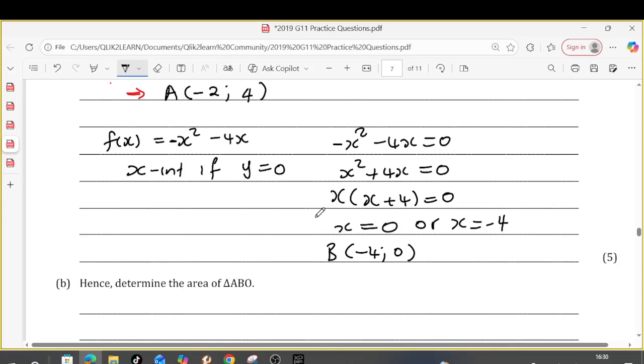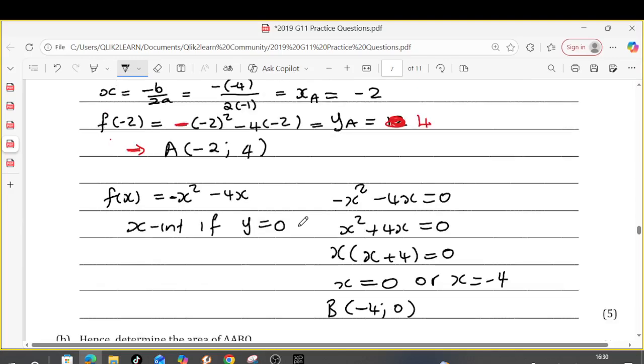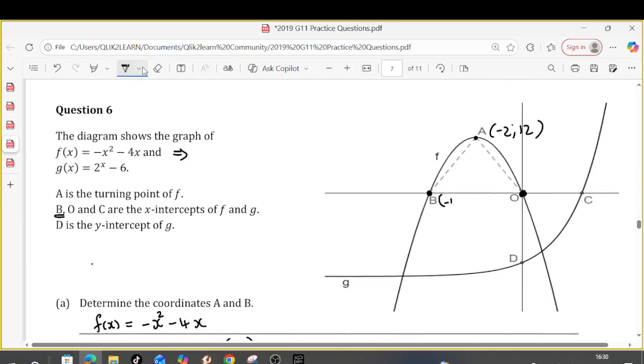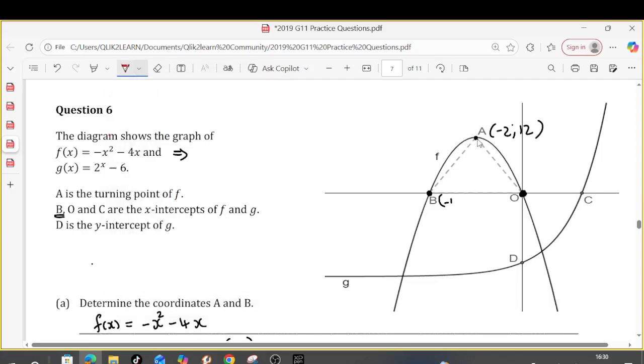Hence or otherwise determine the area of triangle ABO. Let's go and check triangle ABO. They want us to find the area of that triangle ABO. Let's go up and check this thing. So I have, this is the triangle they are looking for.